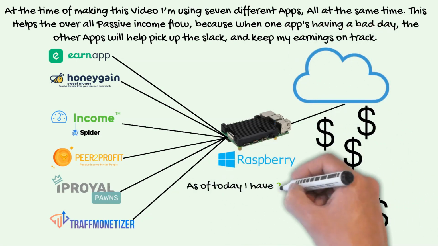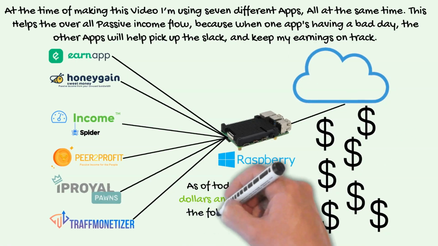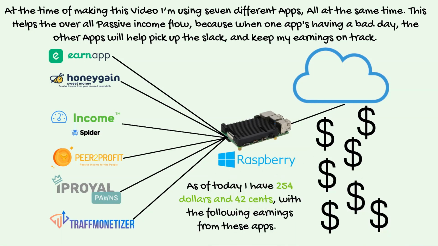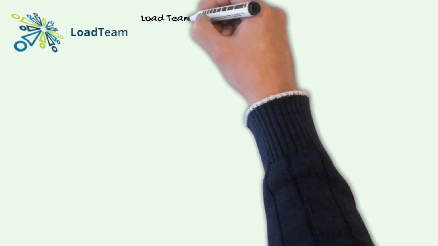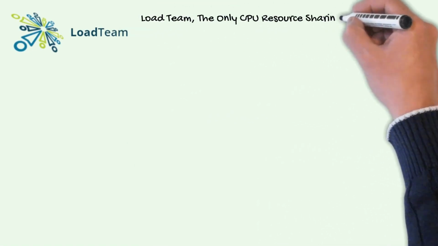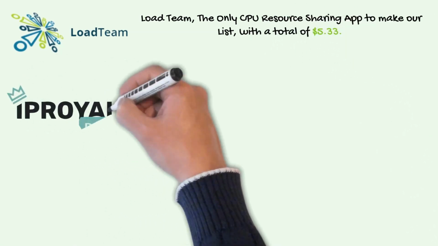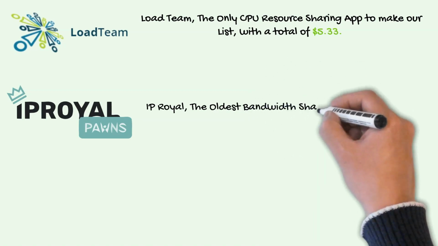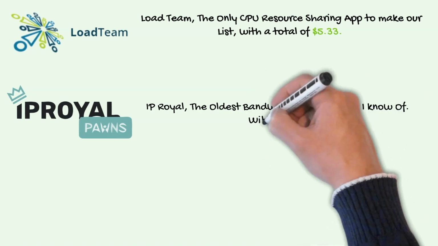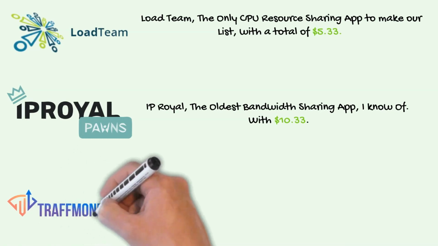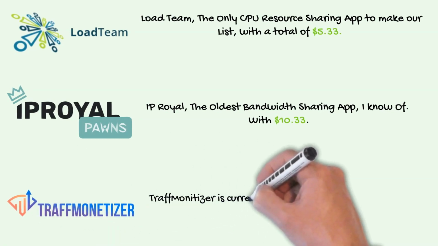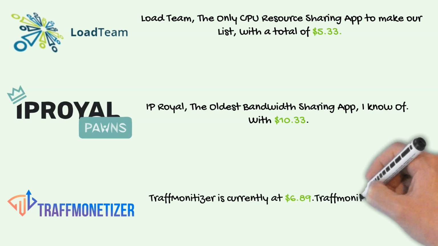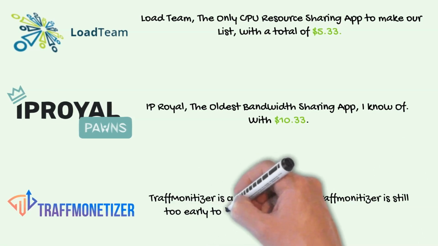As of today, I have $254.42, with the following earnings from these apps. LoadTeam, the only CPU resource sharing app to make our list, with a total of $5.33. IP Royal, the oldest bandwidth sharing app I know of, with $10.18. Trap Monetizer is currently at $6. Trap Monetizer is still too early to tell, as I really just started using it.